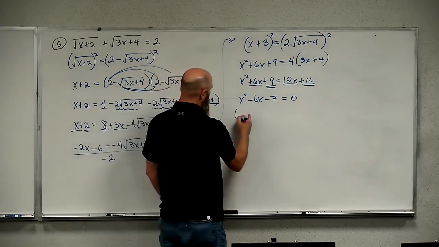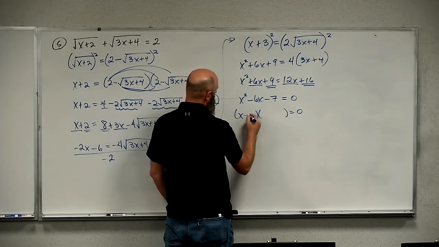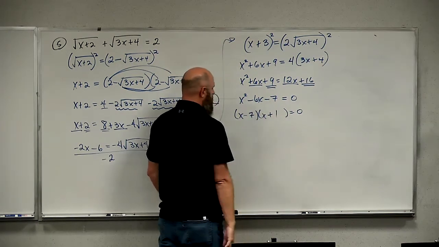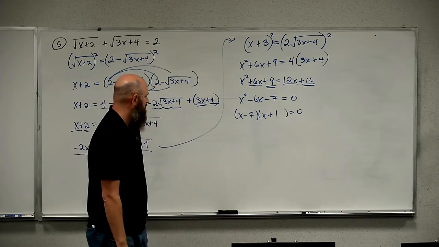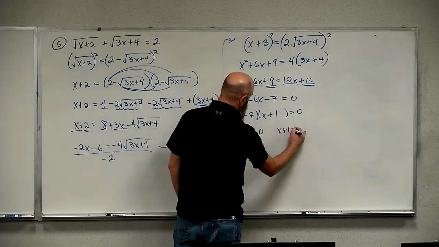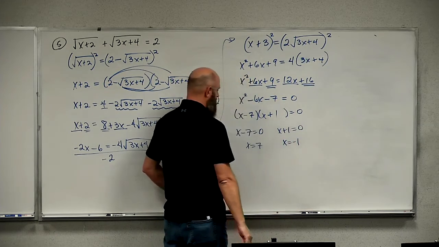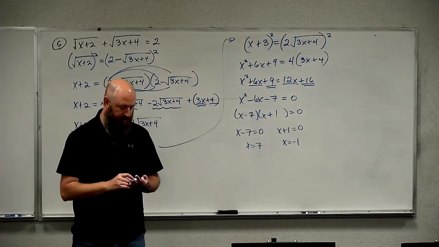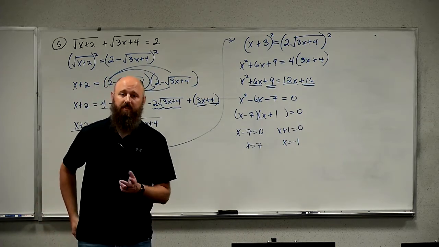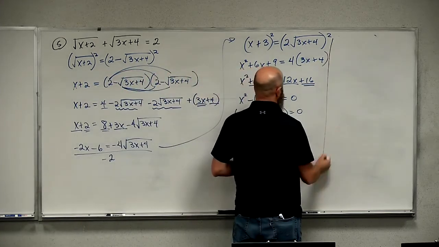So now I can factor. I'm going to get x minus 7 and x plus 1. And so that means that x minus 7 equals 0 and x plus 1 equals 0. So x could be 7 and x could be negative 1. Okay. So we found our possible answer choices. But again, we still have to go back and check these. So I'm going to do that right over here.